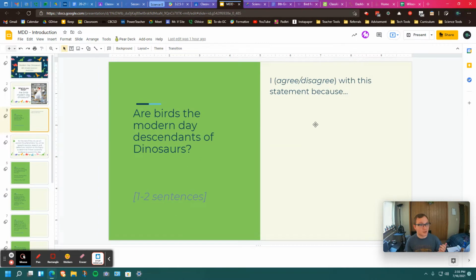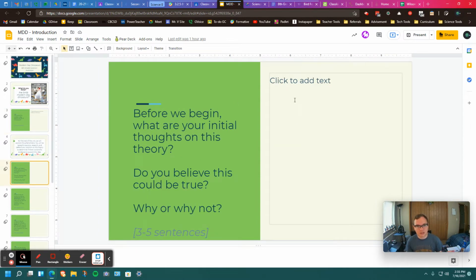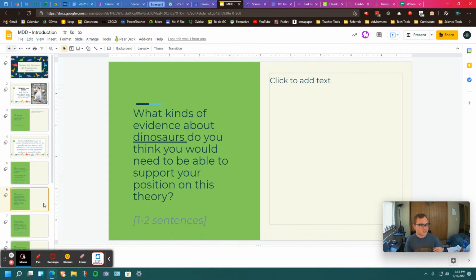So this has to be one sentence. That's your official stance right now. Just explain your thinking on this slide. When you go to the next one, think about what kind of things do I need to know about dinosaurs in order to figure out if they are or are not related to birds.